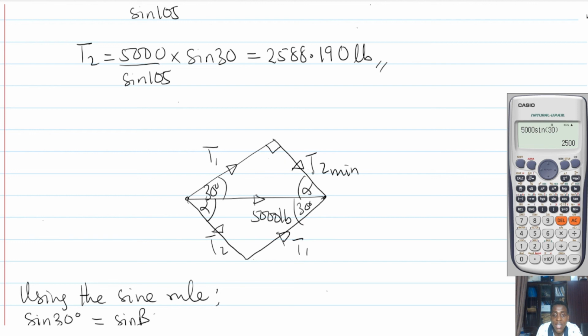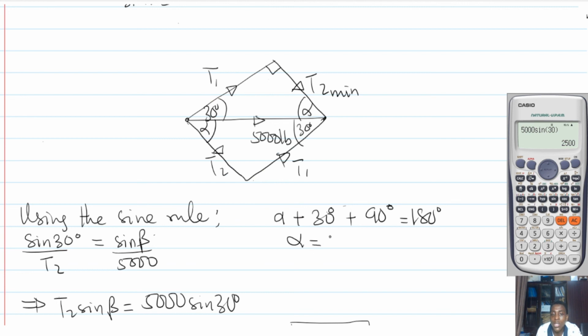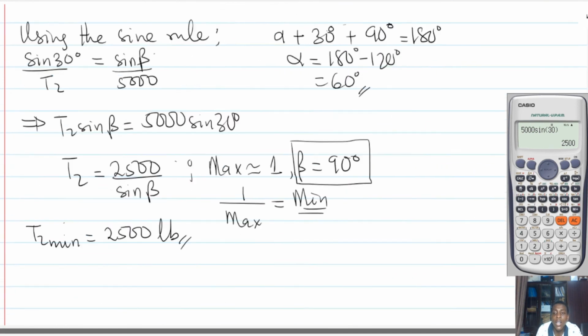In that case, if I want alpha, then alpha plus 30 plus 90 equals 180, from which I can say that alpha is actually going to be 180 minus 120, which is 60. Okay, so the angle alpha is actually 60, and the minimum tension is 2,500 pounds.